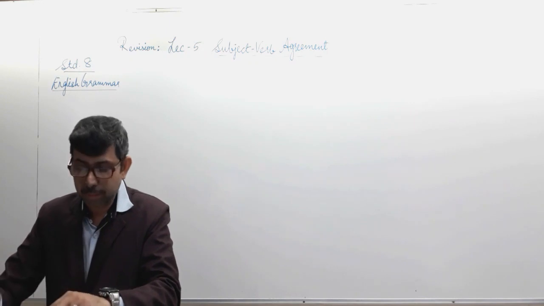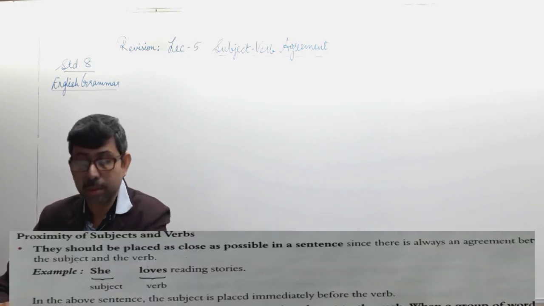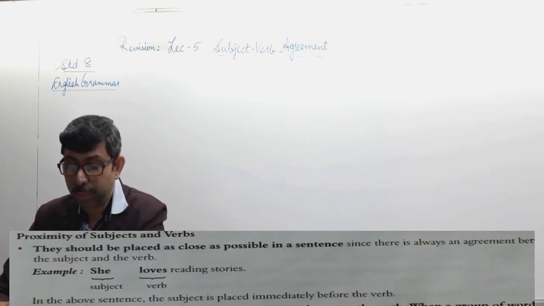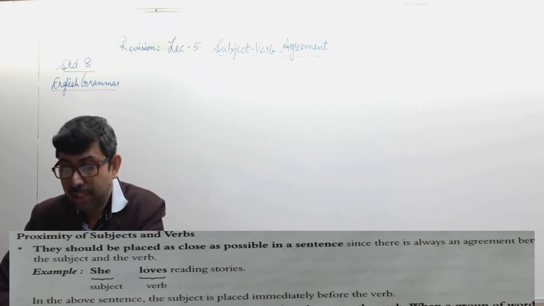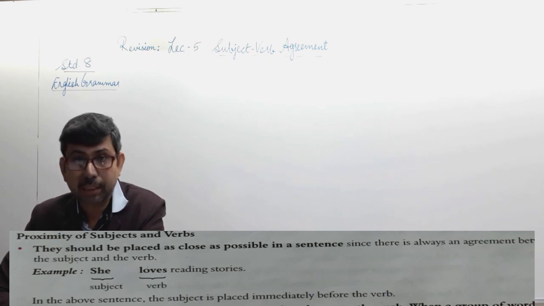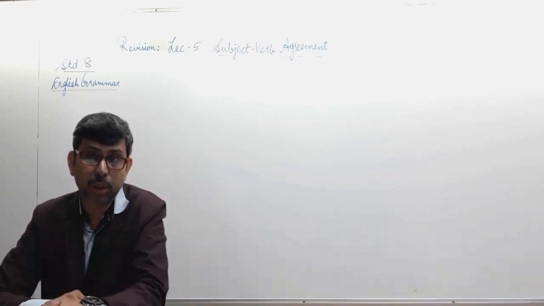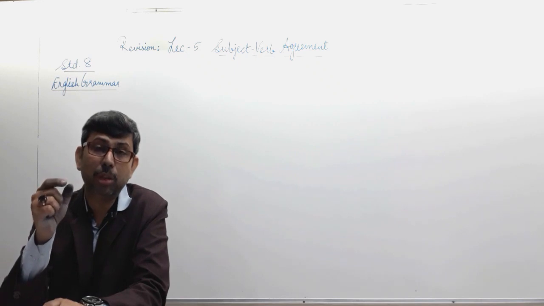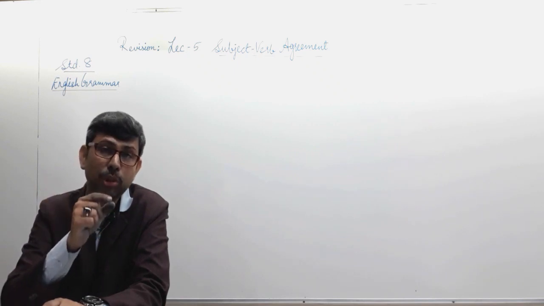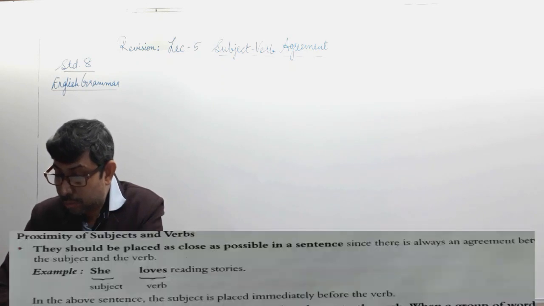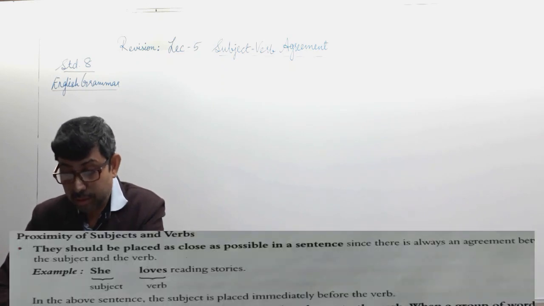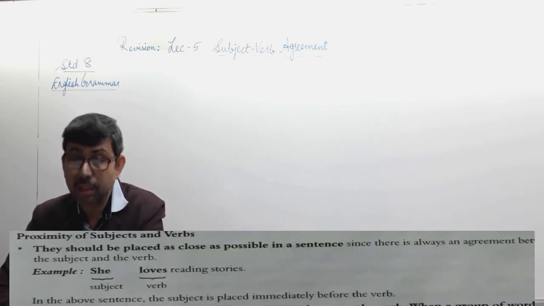So let's get started. As you see on your screen, the topic is the proximity of subjects and verbs. They should be placed as close as possible in a sentence. Yes, that's the first thing that you need to keep in mind. Try to keep the verb as close to its subject, or the noun that you are referring to, since there is always an agreement between the subject and the verb.